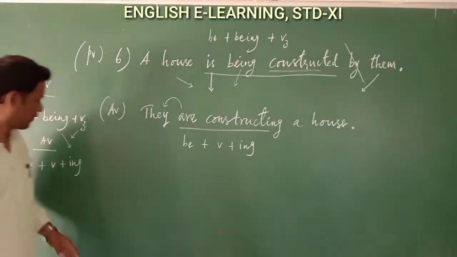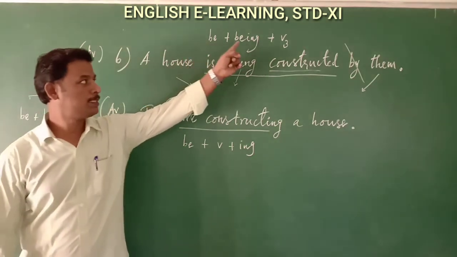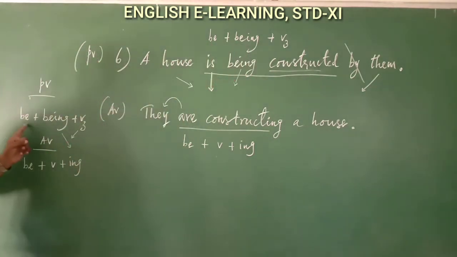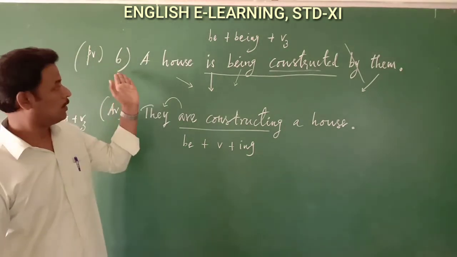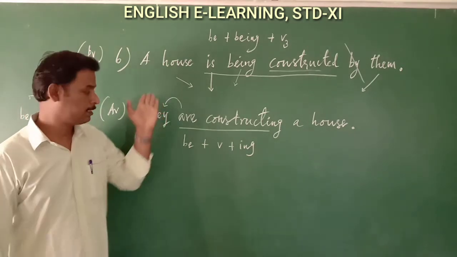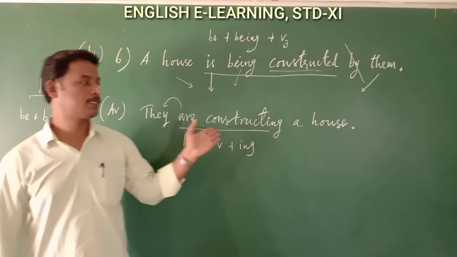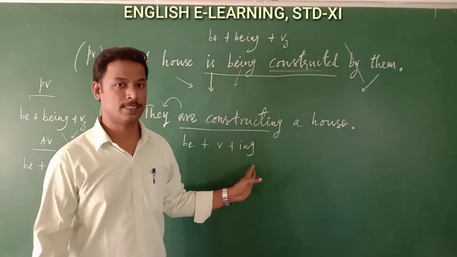Okay. So here, be plus verb plus ing is in active voice. Be plus being plus verb 3 is in passive voice. Okay. The passive voice is a house is being constructed by them. The active voice is they are constructing a house. Okay. Shall we move to the next example now?